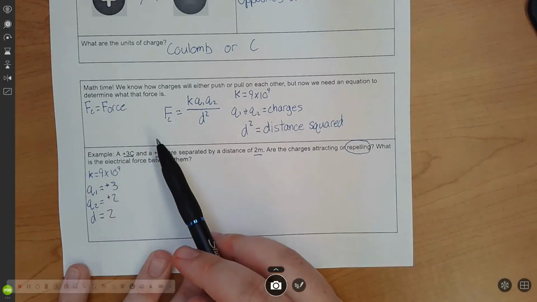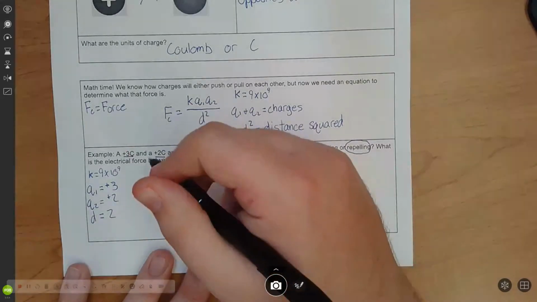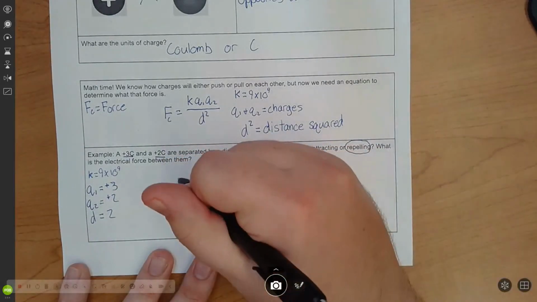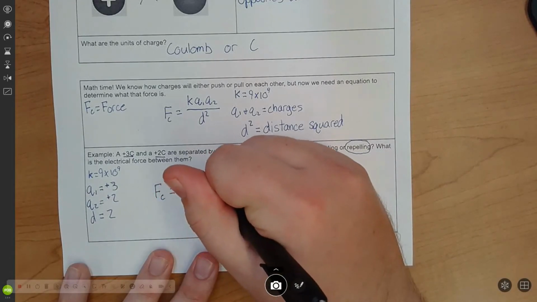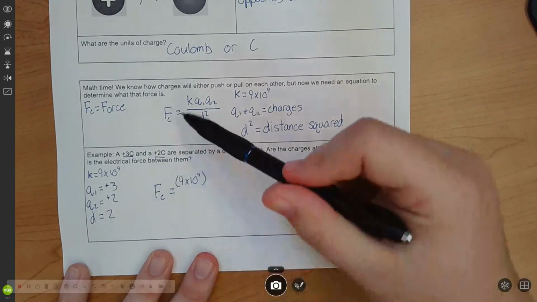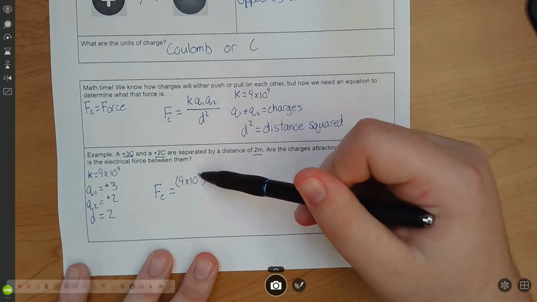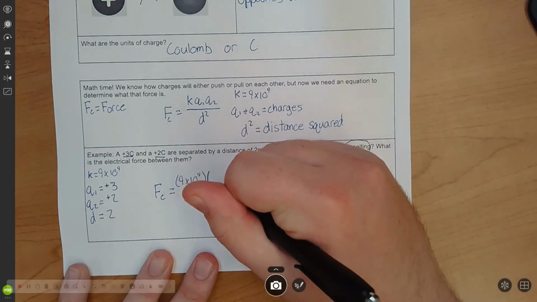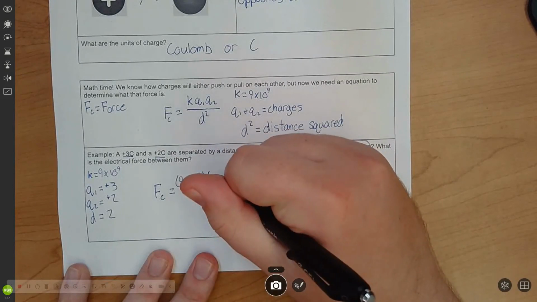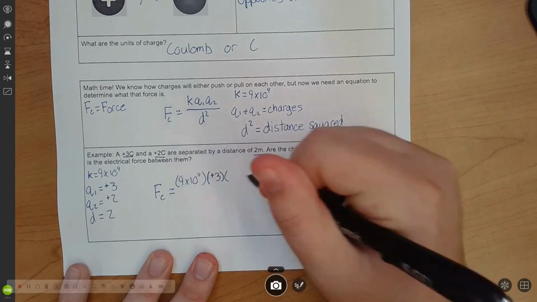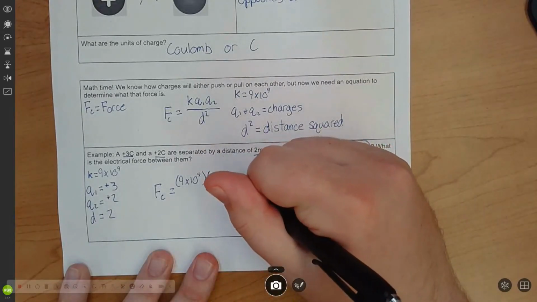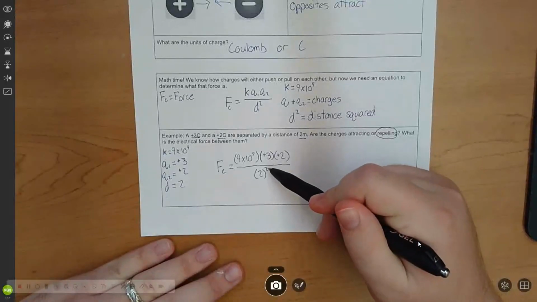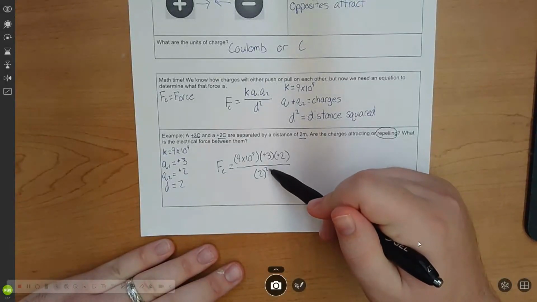So now what we need to do is plug those numbers into our equation. We've got FC equals 9 times 10 to the power of 9. I replaced the K with a parentheses. So every number that I plug into the equation, I'm using parentheses for. So Q1 was a +3, so I'm going to put that in parentheses. Q2 was a +2. Put that in parentheses. And then our distance is 2 to the power of 2.